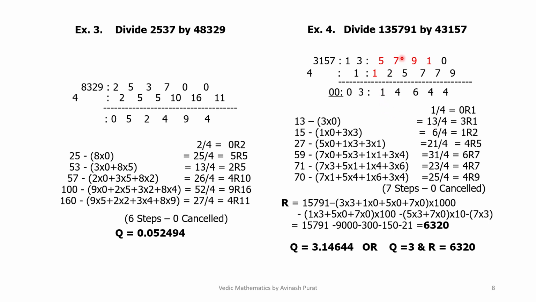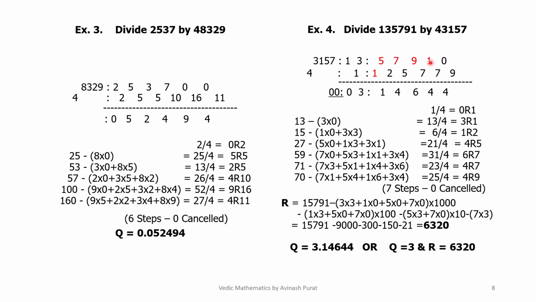So 27 is the next dividend, minus 5 into 0 plus 1 into 3 plus 3 into 1, equal to 21. 21 divided by 4 gives us 4 as quotient and 5 as remainder. Now 59 is the next dividend, minus 7 into 0 plus 5 into 3 plus 1 into 1 plus 3 into 4, that gives us 31 divided by 4. So 6 is the quotient and 7 is the remainder.